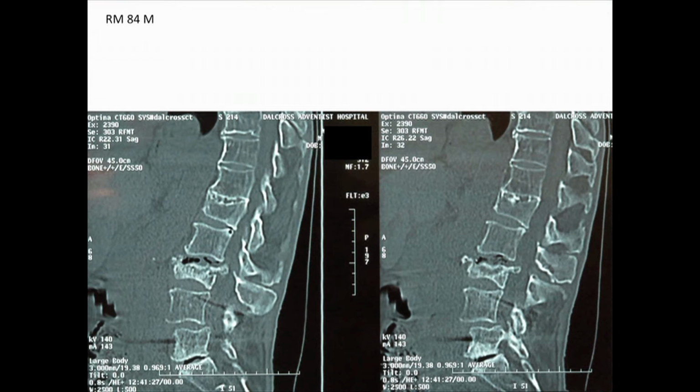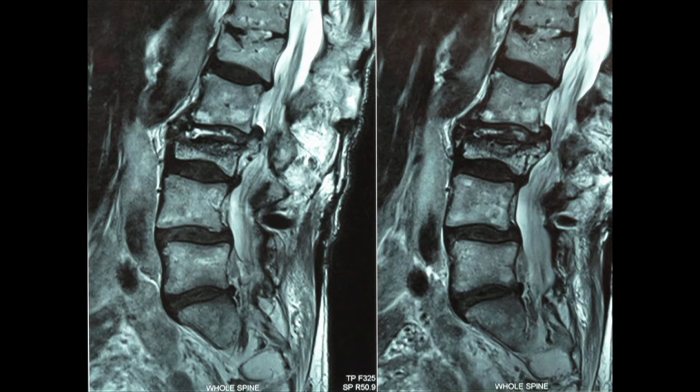This is his CT scan showing a sagittal reconstruction. The screws at L4-5 are out of view, but one can see an osteoporotic crush fracture at the adjacent segment at L3. This picture demonstrates his MRI scan, again showing the osteoporotic fracture causing a severe canal stenosis.